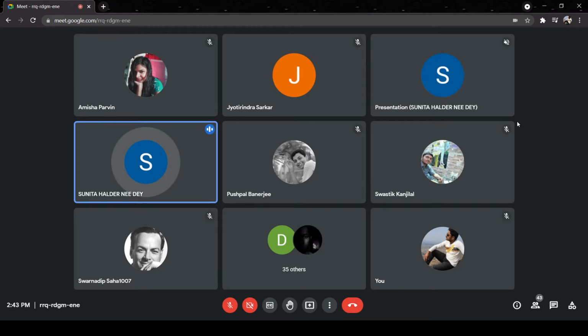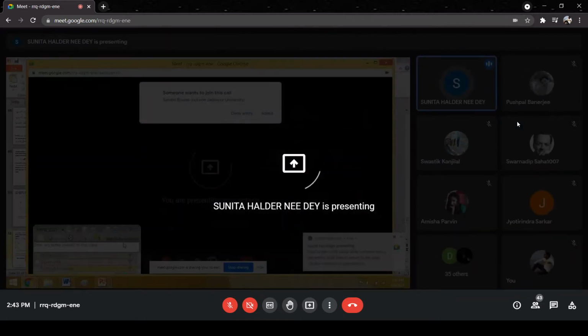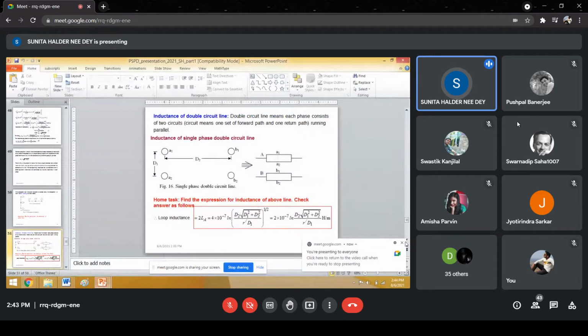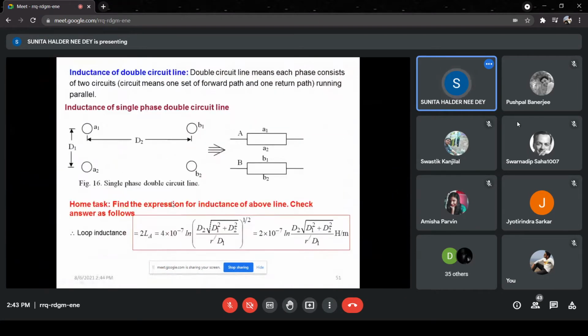Double circuit line means two conductors per phase. Why? Because sometimes the power may be high, so one conductor may not be sufficient to supply the current. In that case, two conductors per phase or per path may be required. So this is the example of a single phase double circuit line.